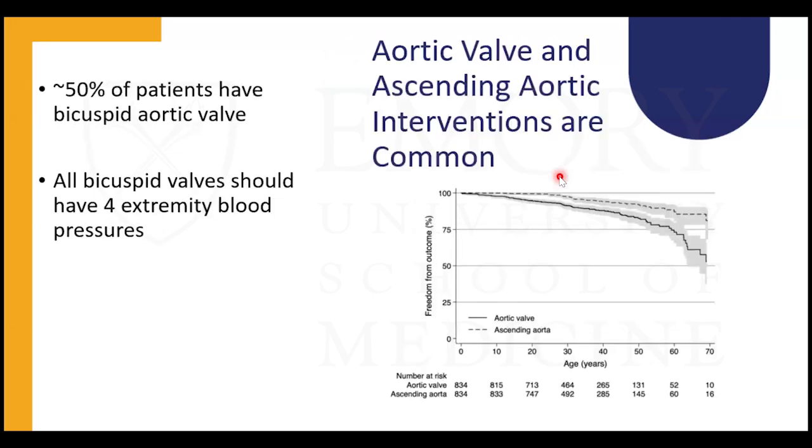A bicuspid aortic valve, in at least 50%, and in some series much higher rates, is associated with aortic coarctation. Patients with just a bicuspid valve also need to be screened for aortic coarctation with four-extremity blood pressures. And so I encourage anyone who's seeing patients with bicuspid valves to at least document once the four extremity blood pressures and make sure that you're not missing an aortic coarctation.